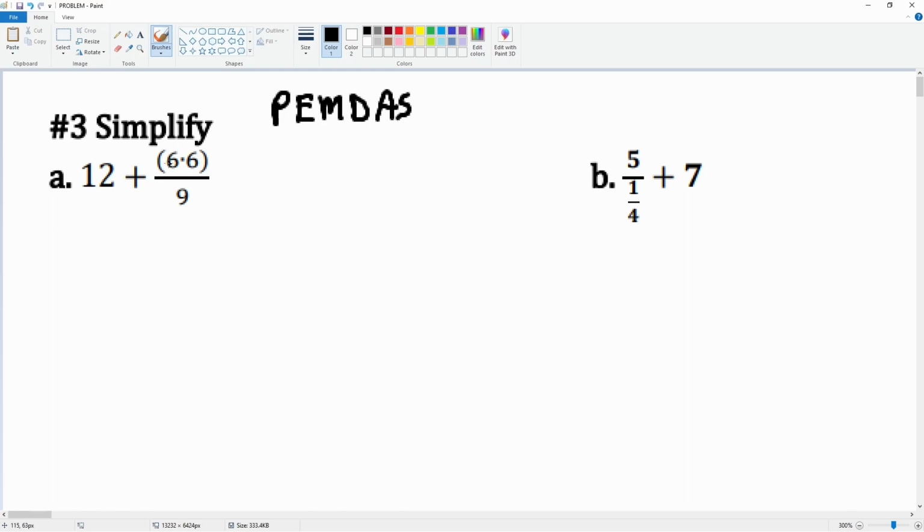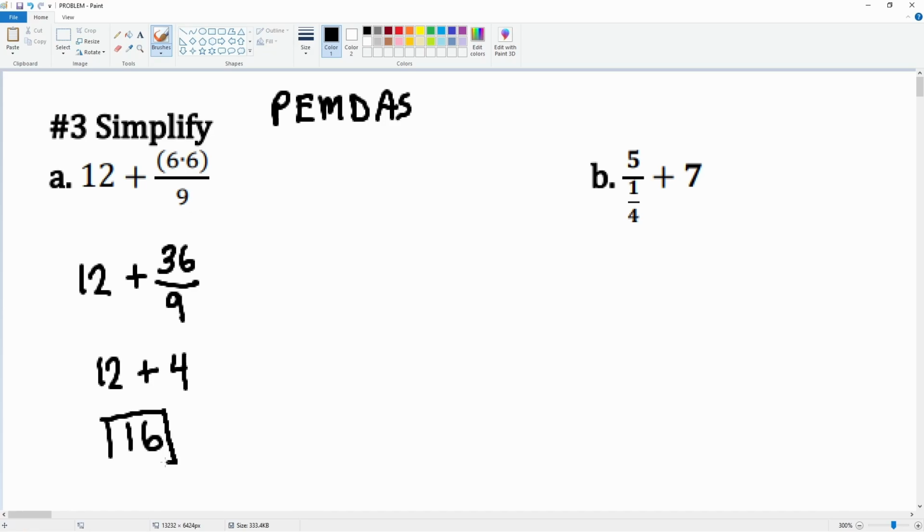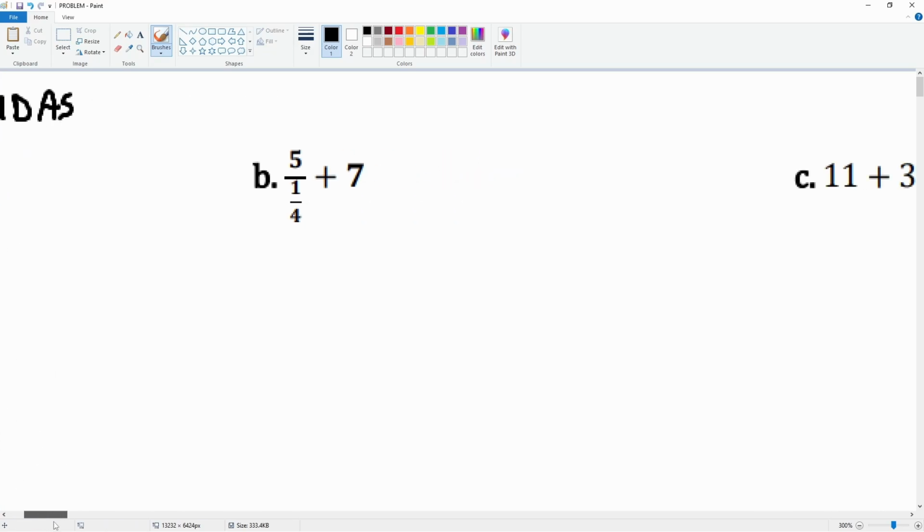So here it looks like we can do the 6 times 6 first. So that will become 36. Okay. Rewrite everything. Next, we can do that division, 36 divided by 9, which is 4. Bring everything else down. Then 12 plus 4, which makes it 16. That would be the final answer.